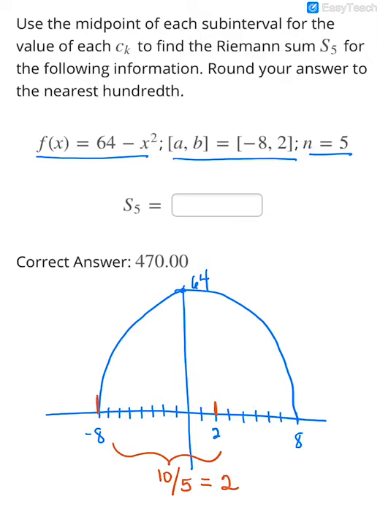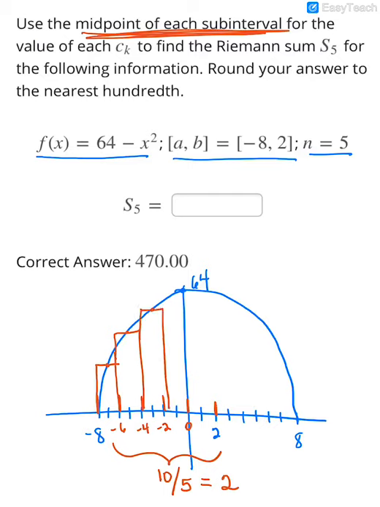So the first rectangle will go from -8 to -6. The second one will go from -6 to -4. The third one will go from -4 to -2. The fourth one will go from -2 to 0, and the fifth one will go from 0 to 2. And they're telling you to just let the midpoint of each interval be your value for your c of k. So if I first just kind of sketch my rectangle, so there's the midpoint. That would be the midpoint there. This would be the midpoint here. Oops, missed it a little bit. That would be the midpoint there. And then that would be the midpoint there.